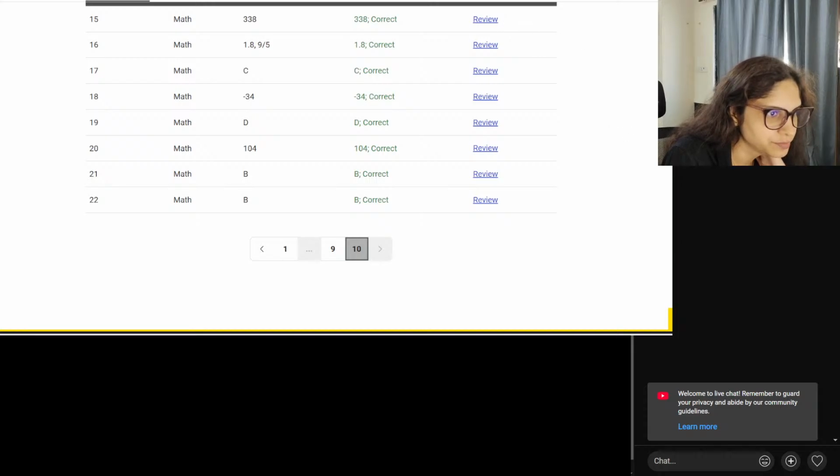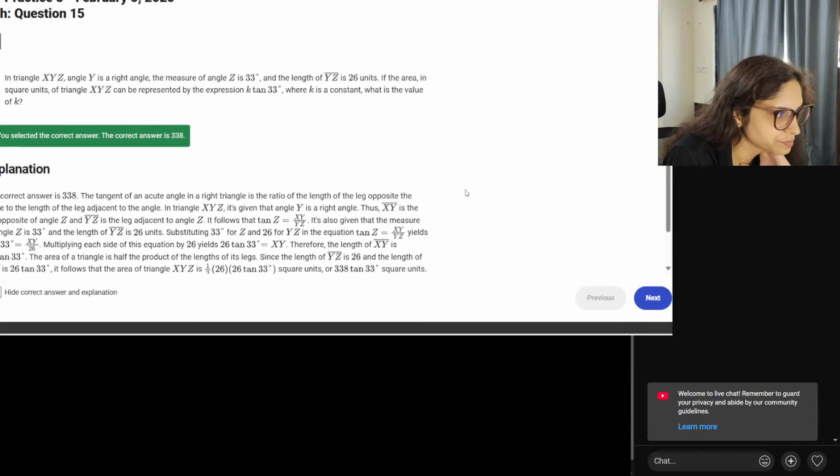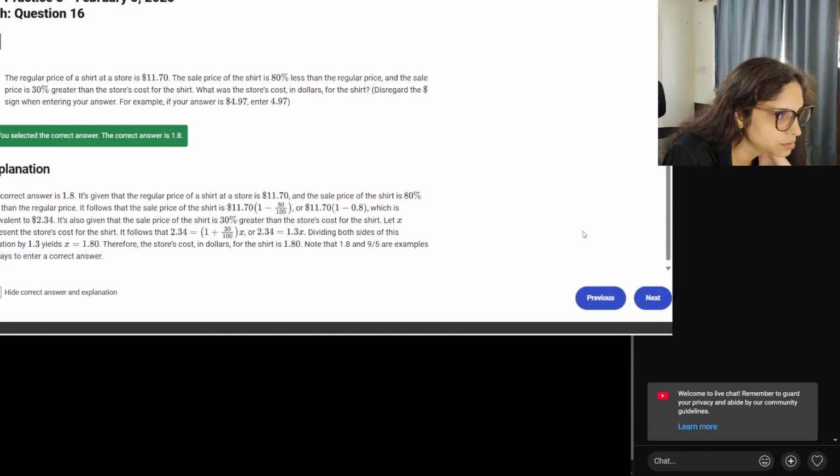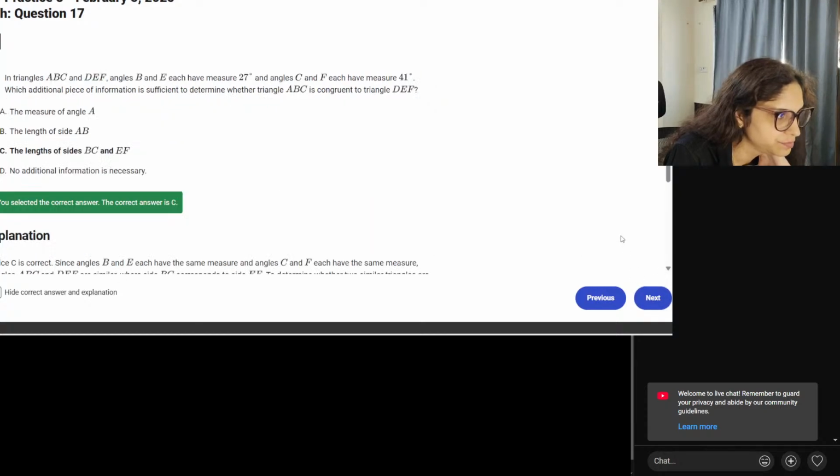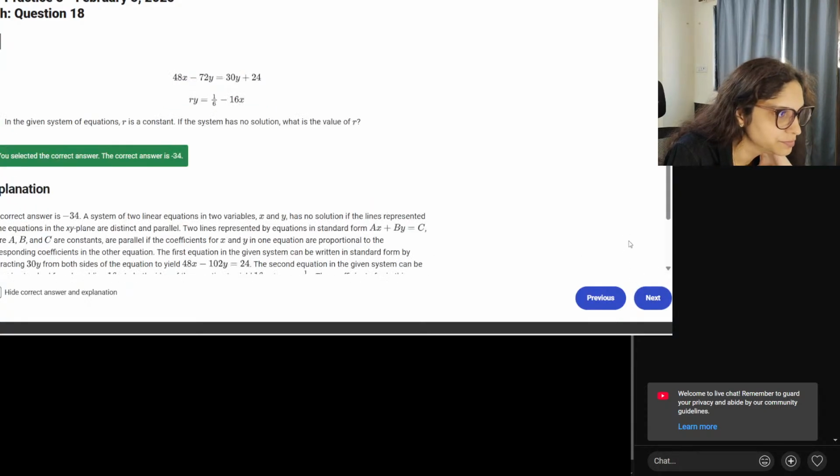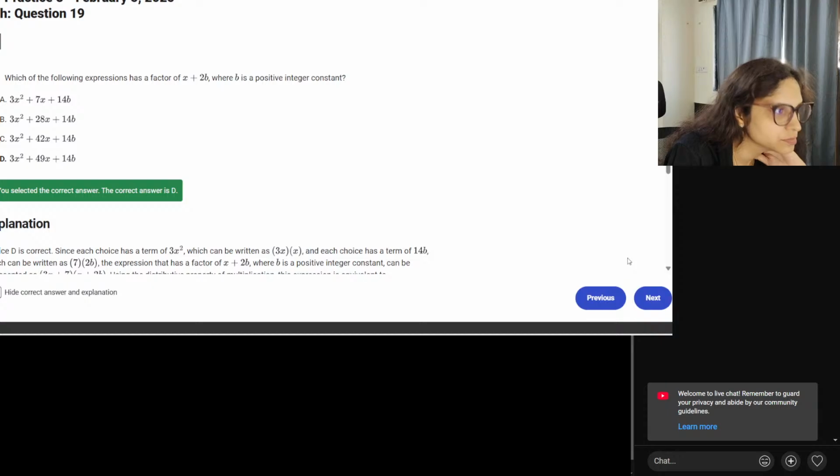Now the last one. This we did in detail. This also I told you how to do it. So 20% of 11.70 is 130% of x. This also we did. This also we did. This also we did at the last moment.